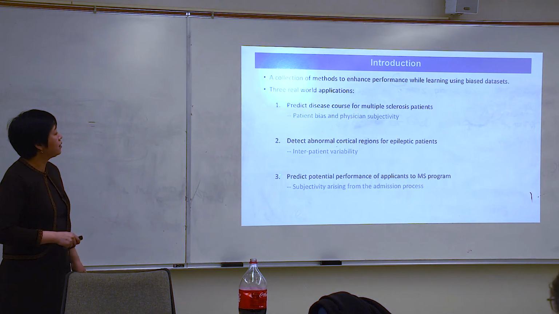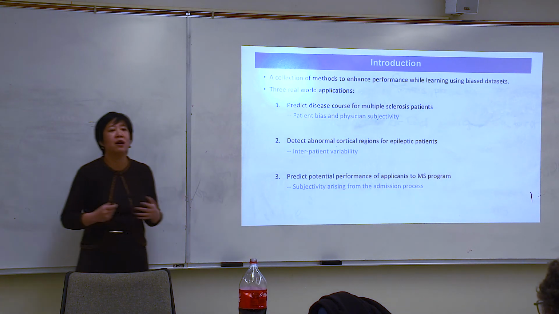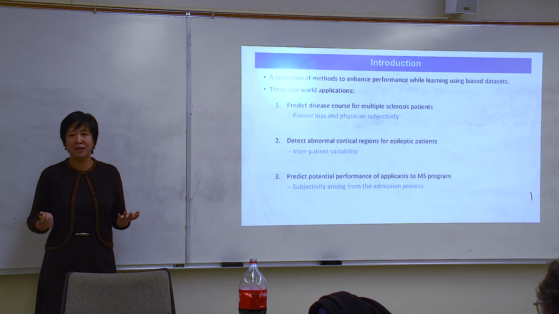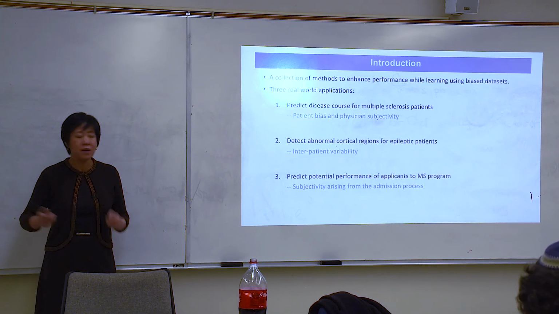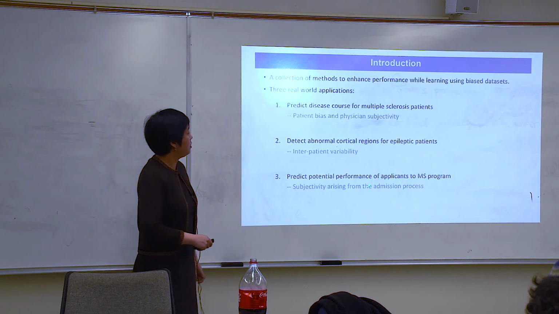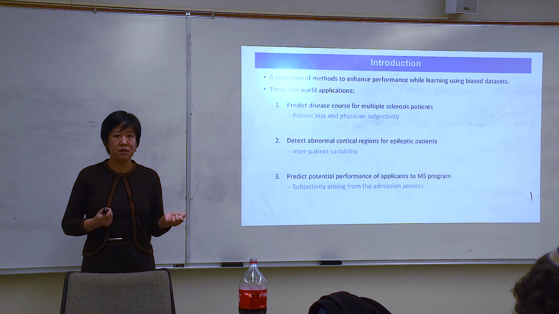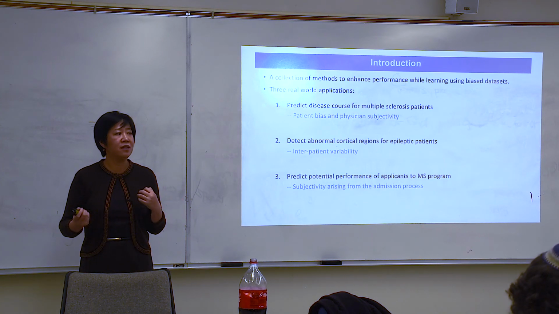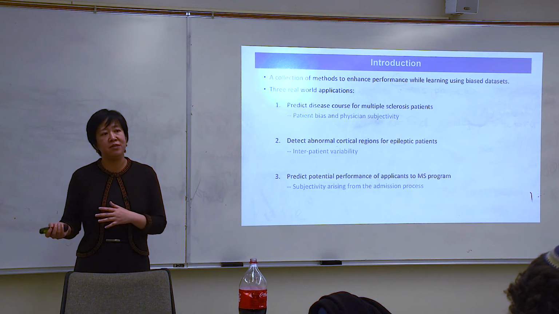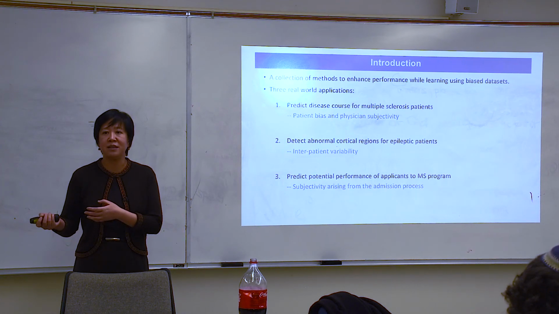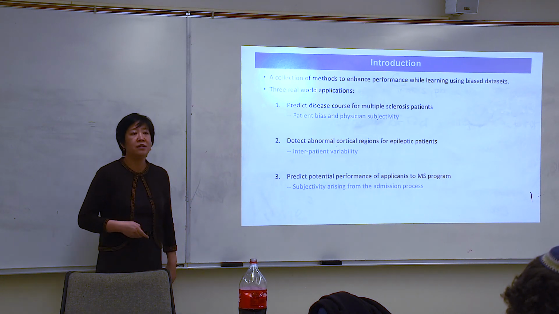The third application that I work on is to predict the potential performance of applicants for an MS program. You get a pool of candidates. Who do you admit? Can you predict if a person is going to be successful in the program? Here, the subjectivity is really that from year to year, you have different admission officers. When they read applicants' admission materials, they may think differently. Some officers may put emphasis on the SAT score, and some may put emphasis on the student's GPA. These are the subjectivities in the data that we try to address.